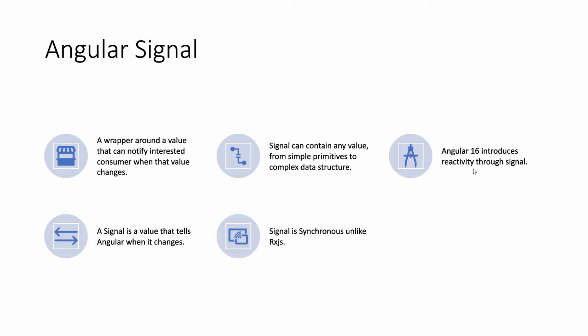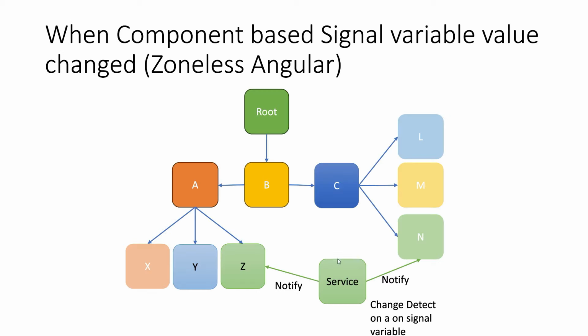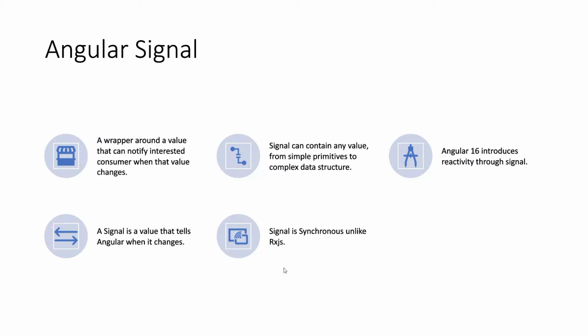Angular 16 introduces reactivity through signals. So we already know that Angular 16 introduces reactivity through signals, but it is synchronous reactivity rather than asynchronous reactivity. A signal is a value that tells Angular when it changes. We already saw here, whenever this value changes, it will update this component. It's like saying, please re-render your component, there is a new change.